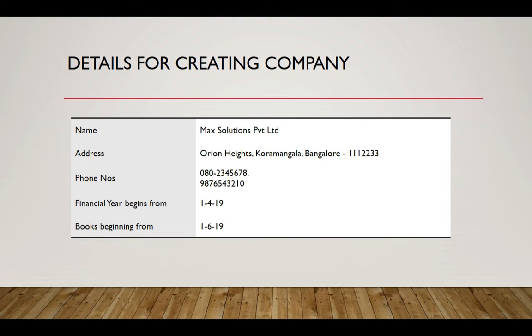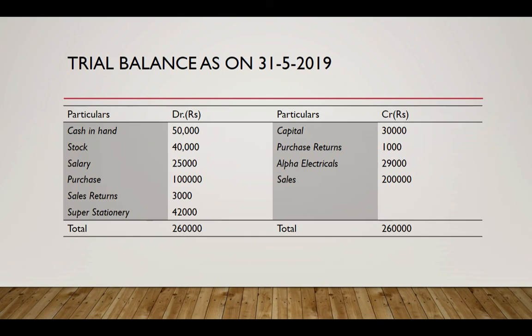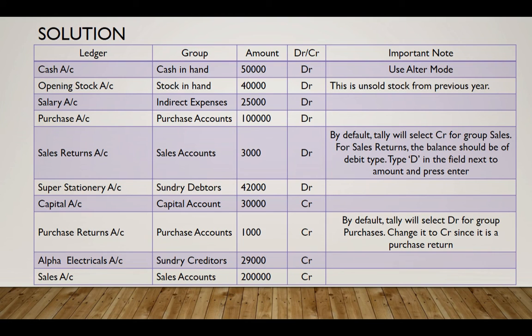Now in Tally you need to create a company with the following information, and pay special attention to the field "books beginning from". In this field you need to mention the date as 1st of June 2019, since we are moving to Tally in the mid-year, in the month of June. And you need to create the following ledgers. So this is the trial balance, and you need to take all these ledgers into consideration, and your solution should look something like this.